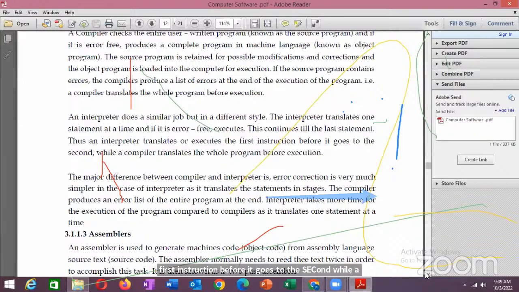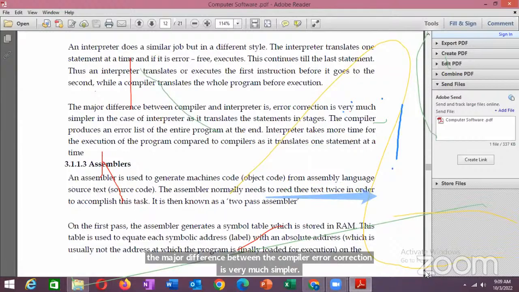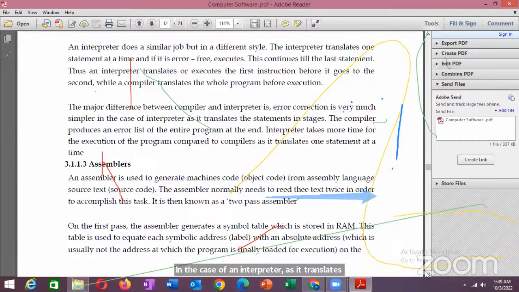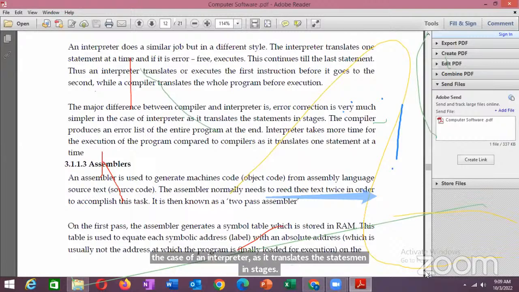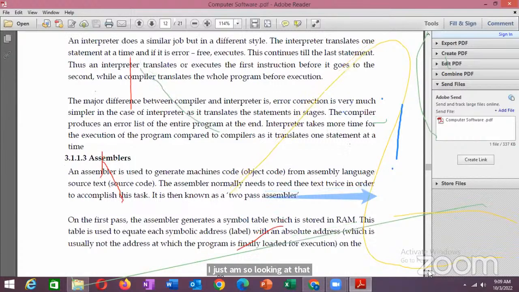So the major difference between the compiler and interpreter is that error correction is much simpler in the case of an interpreter, as it translates the statements in stages. The compiler produces an error list of the entire program at the end. The interpreter takes more time for the execution of the program compared to the compiler, as it translates one statement at a time. So looking at that, you can see it's very clear.